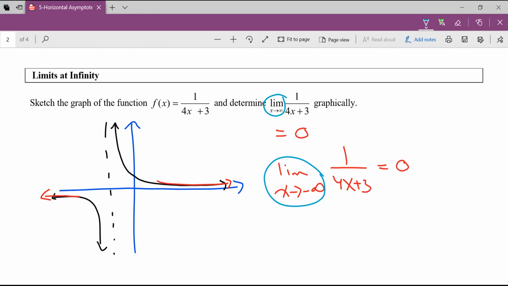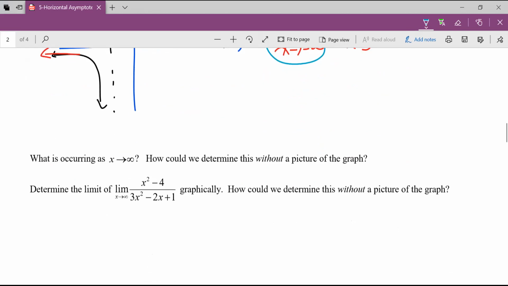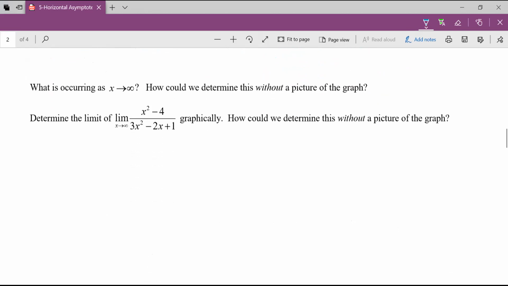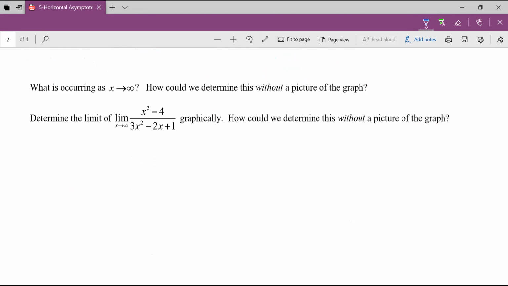All right, that's the big thing for today. So how do we do this without a picture? Well, we can determine the limit of the following function graphically, but how do we do it without a picture? Well, if you remember back to limits, you did something like this in sequences and series. So what we do is we divide by the highest power that I see in the denominator. So what I'm going to do is I'm going to divide all of my terms by X squared. Oops, minus.